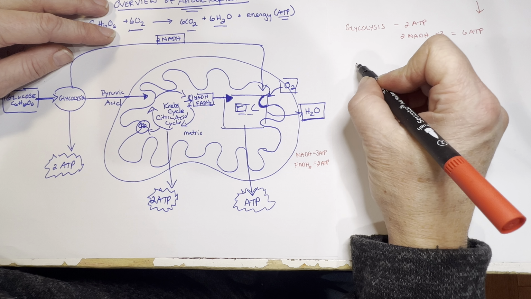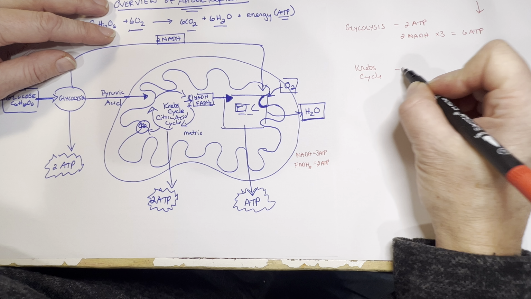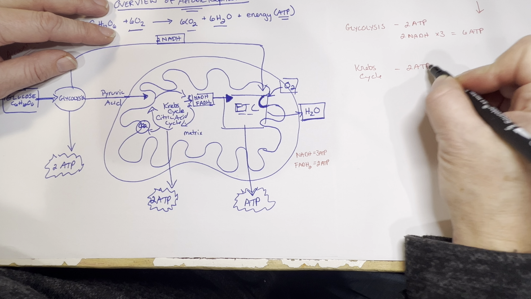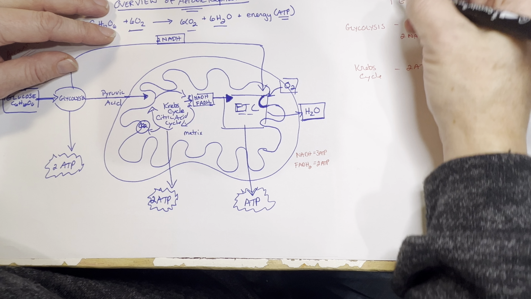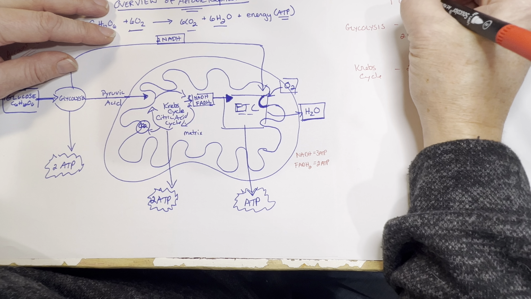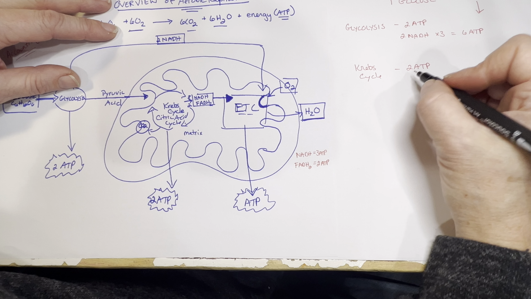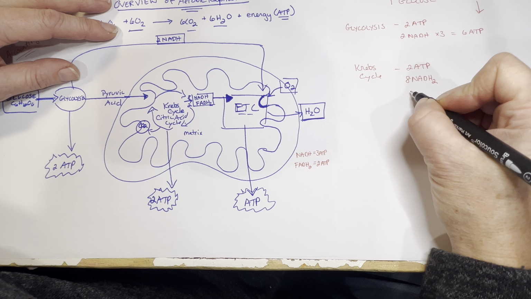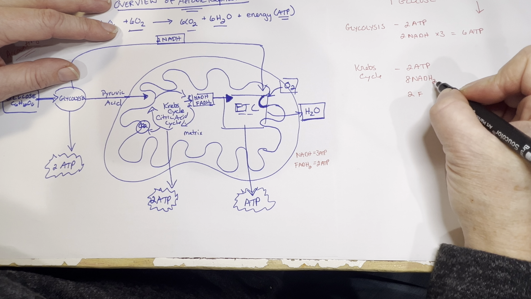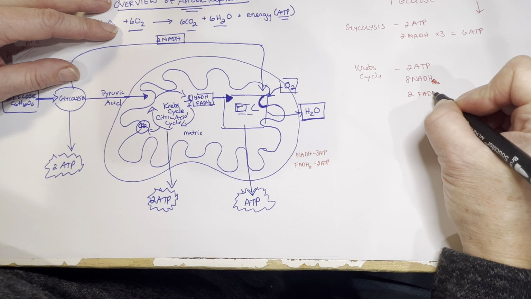And then we had the Krebs cycle, which made a net of 2 ATP for 1 glucose. This is all for 1 glucose. We had 2 ATP, and we made a total of 8 NADH and 2 FADH2. Sorry, made a mistake. 8 NADH and 2 FADH2.